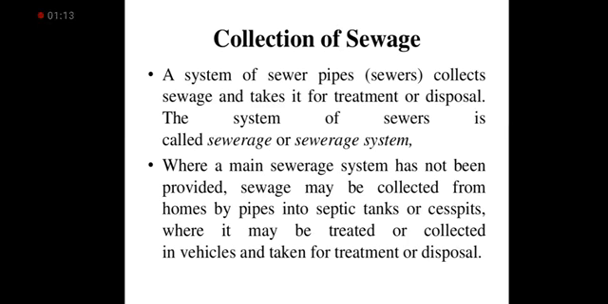Sewage may be collected from homes by pipe into a septic tank, where it may be treated, or collected in a vehicle and taken to the treatment plant. Where we cannot provide sewer lines, there we give septic tanks below the house. From that tank, we provide a pipeline which collects from home to home.